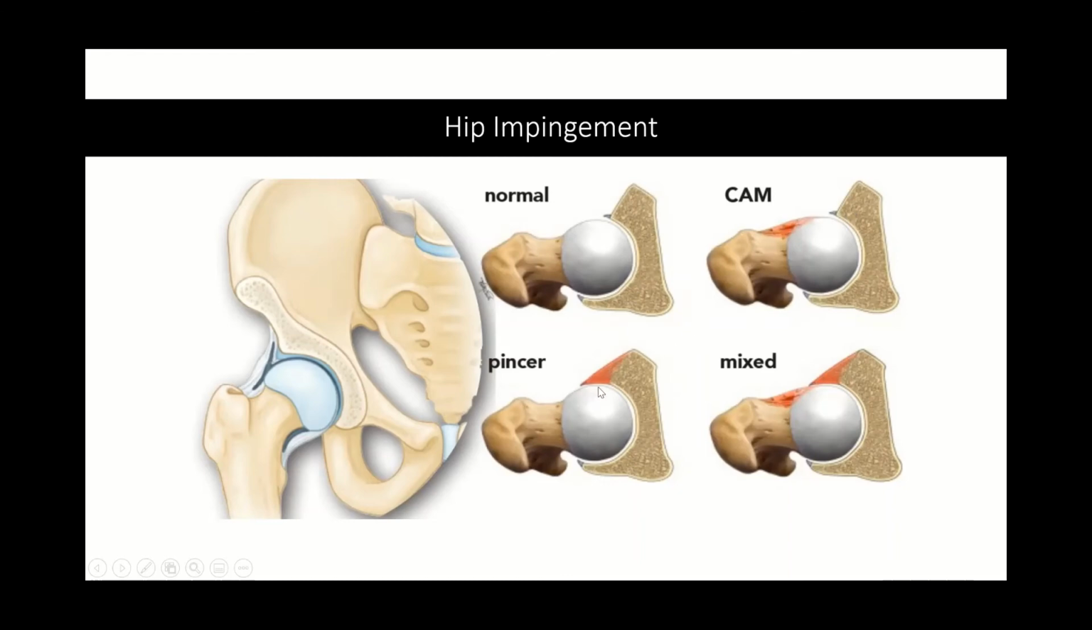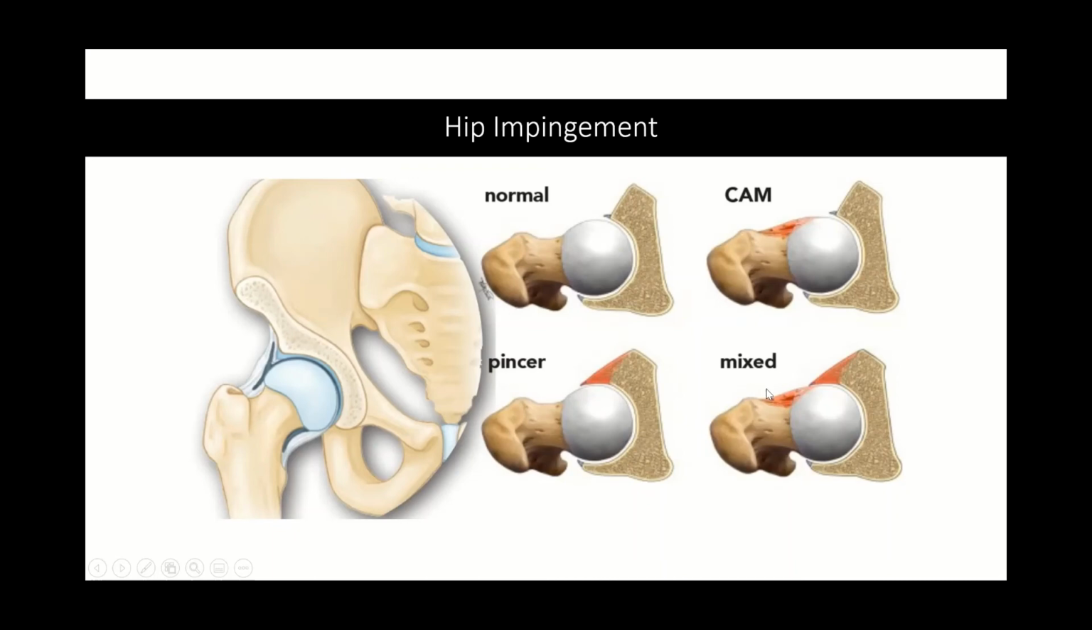With a pincer lesion, the extra bone is actually on the socket, so on the hip and ilium side instead of on the femur side. So again, when you go into that range of motion, bring that hip up, it's going to pinch right here because of this extra bone.